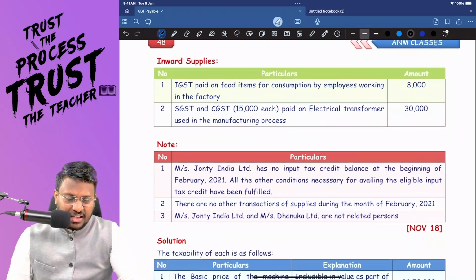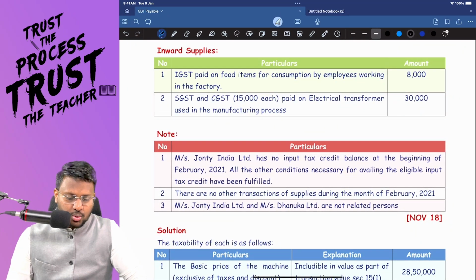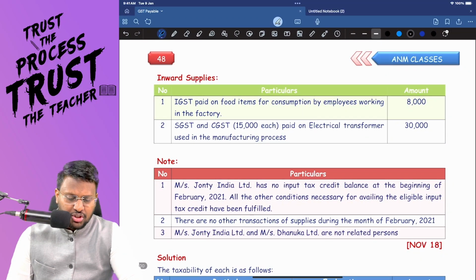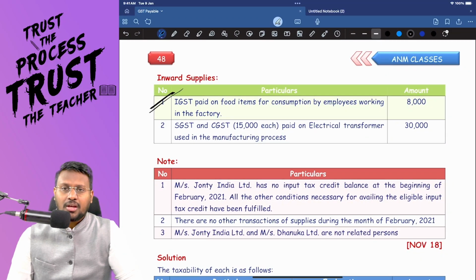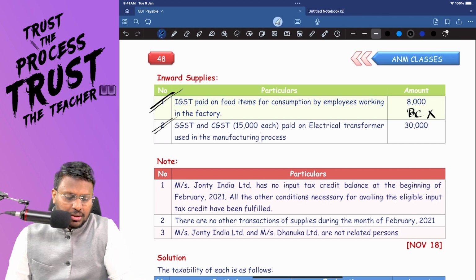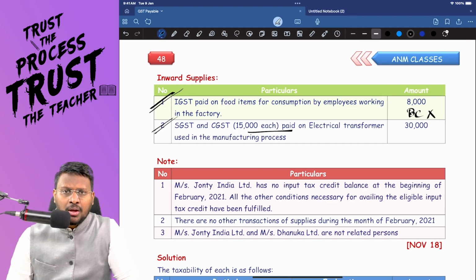So these are the inward supplies, my dear lovable students. IGST paid on food supply for consumption by employees working in the factory. This is a what credit? Blocked credit. So we can't take what? ITC. SGST and CGST 15,000 each. It's not the total: CGST 15,000 and SGST 15,000 on the electrical transformer used in the manufacturing process can be claimed as ITC.